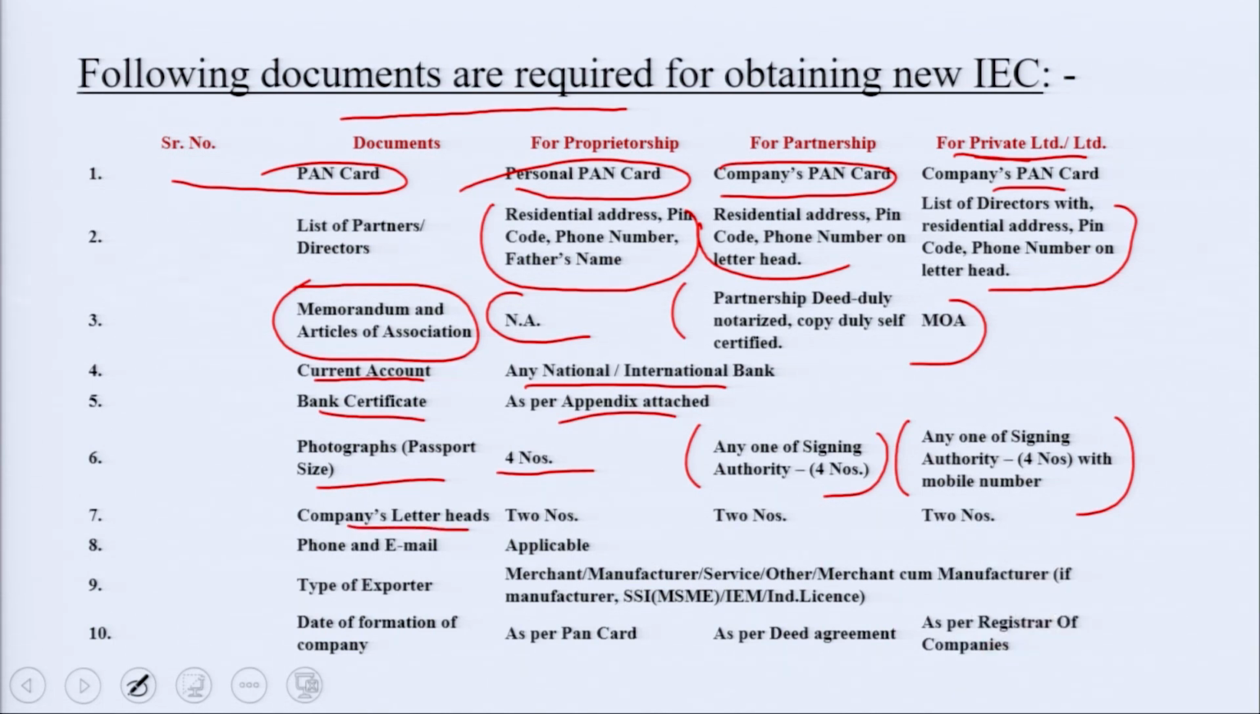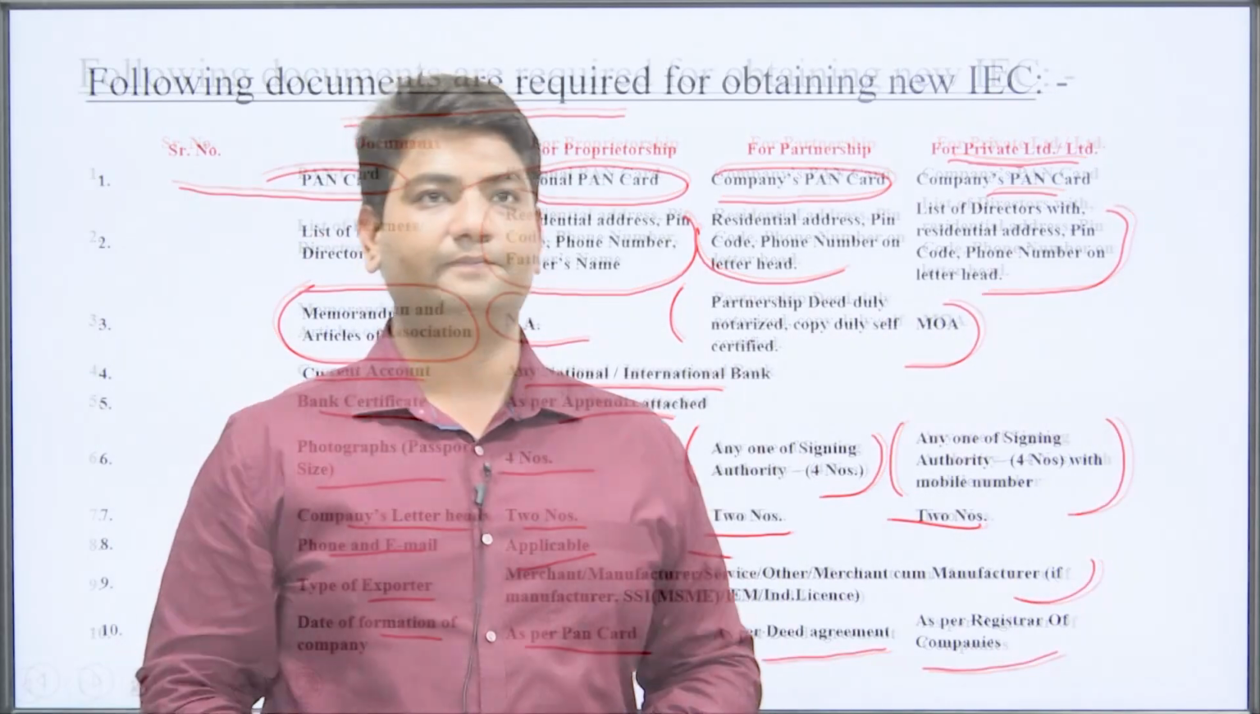कंपनीज लेटर हेड होना जरूरी है. प्रोप्राइटरशिप में 2 होने चाहिए, पार्टनरशिप में 2 होने चाहिए और प्राइवेट लिमिटेड में भी 2 होने चाहिए. फोन नंबर एंड ईमेल होना जरूरी है. तीनों में ये चीज़ें एप्लीकेबल है. टाइप ऑफ एक्सपोर्टर कौन होना चाहिए? तीनों में मर्चेंट होना चाहिए, मैन्युफैक्चरर, सर्विस, अदर मर्चेंट कम मैन्युफैक्चरर होना चाहिए. डेट ऑफ फॉर्मेशन ऑफ द कंपनी होना जरूरी है. प्रोप्राइटरशिप में पैन कार्ड के बताना चाहिए क्लियर एज पर पैन कार्ड. पार्टनरशिप में एज पर डीड एग्रीमेंट होना चाहिए. प्राइवेट लिमिटेड में एज पर रजिस्ट्रार ऑफ द कंपनीज होना जरूरी है.